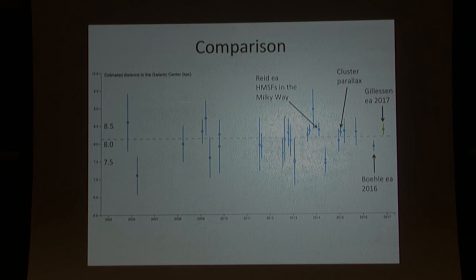And here's a comparison of the distance estimates which have been published over time. Maybe worth pointing out the high mass star forming regions in the Milky Way, the cluster parallax, and then the 2 latest orbit measurements as published. But as Andrea said, her latest value was 8.1, right? It was not 7.9 anymore.